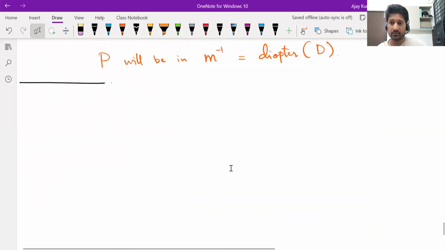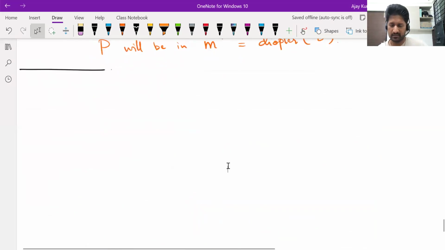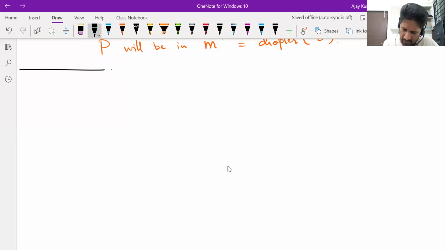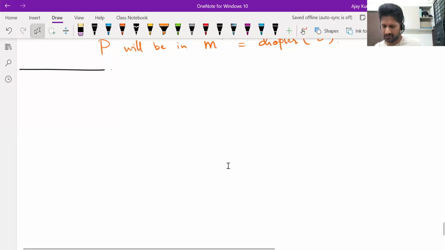Next, cases of image formation by lenses. But before that, we'll have to derive the magnification formula. Let us do that. Magnification by a lens. Or do we need to do this? No. Magnification we'll discuss tomorrow. Let's discuss cases of image formation by a lens.